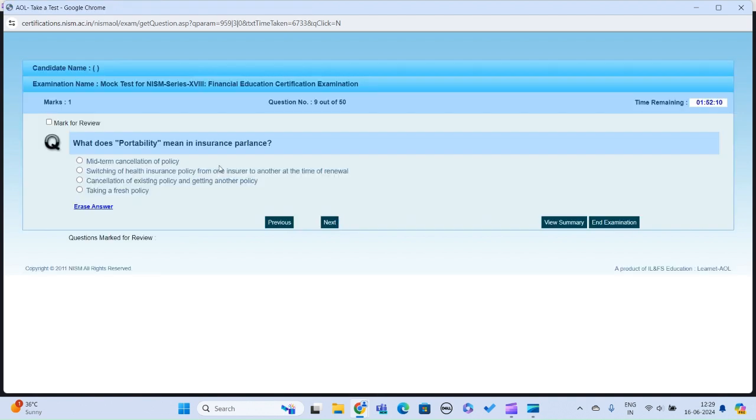If you look at it, it gives you a flavor of what you can expect in the actual investor certification. So it's a good attempt to take this mock test. That is my point. What is portability, in insurance parlance? It's not just insurance, even with mobile phones portability is allowed. So in that case, it is switching of health insurance from one insurer to another at the time of renewal.